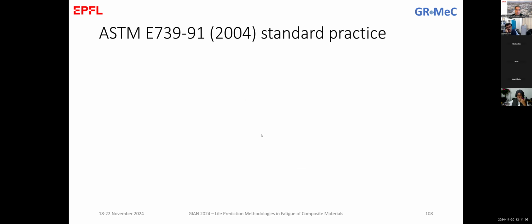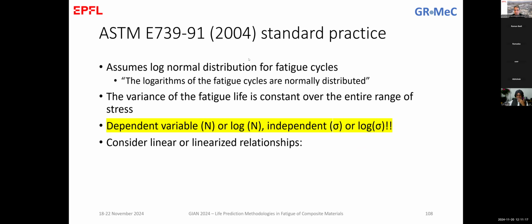Next, we have the ASTM 739. It was established in 1991, so 30, 35 years ago, and has been revalidated in 2004. This standard assumes a log normal distribution for fatigue. Log normal means that the logarithm of the fatigue cycles is normally distributed. It assumes that the variance of the fatigue cycles is constant, and this is important, and that's why I have it highlighted here, it assumes that the dependent variable is the number of cycles and the independent variable is stress.